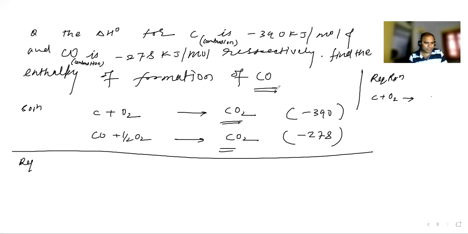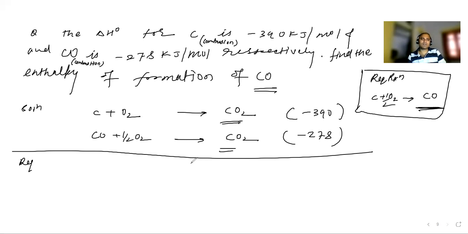The enthalpy of combustion of carbon and carbon monoxide are 390 and minus 278. The enthalpy of formation of carbon monoxide. So carbon monoxide means C plus half O2 going to CO. For this reaction, they are asking for the enthalpy of formation. But here CO2 is coming. What can we do? This is the required reaction. So if you solve from this data, the data is only this.